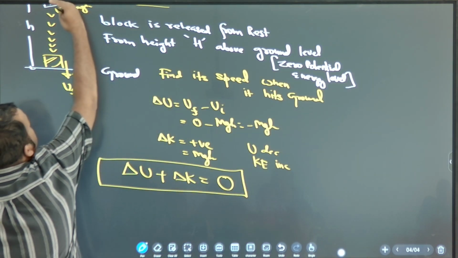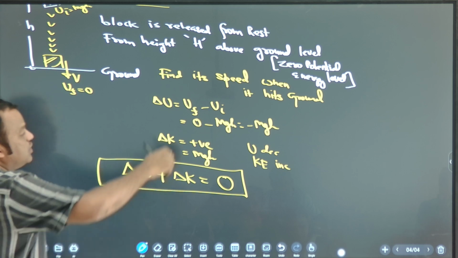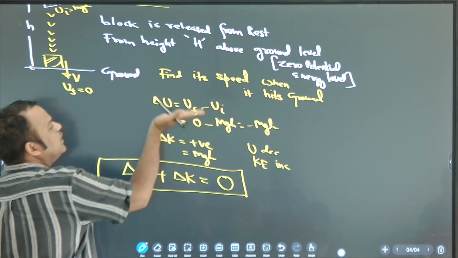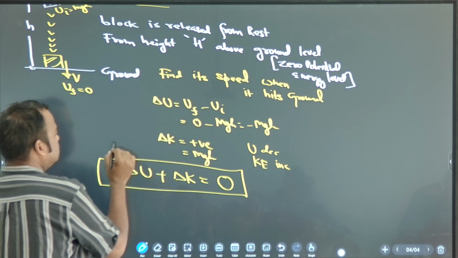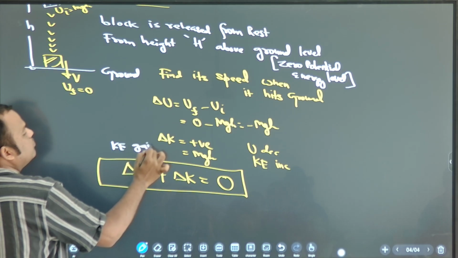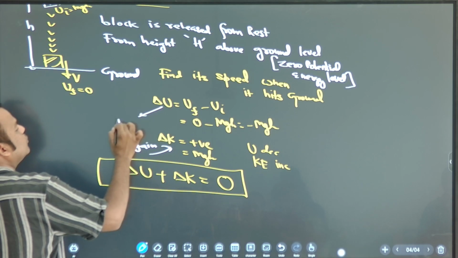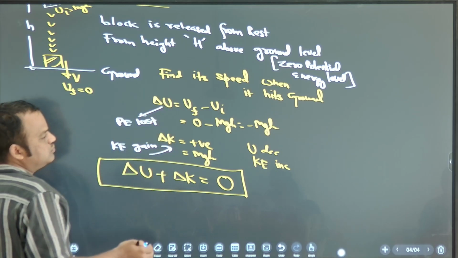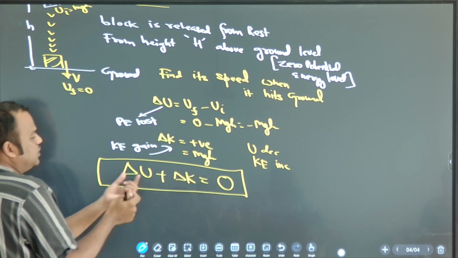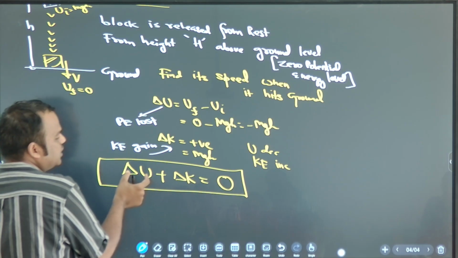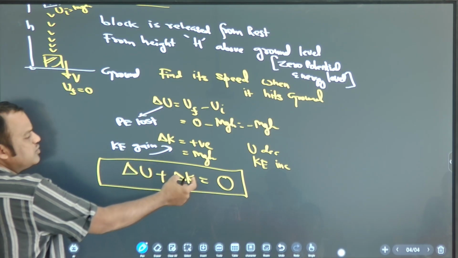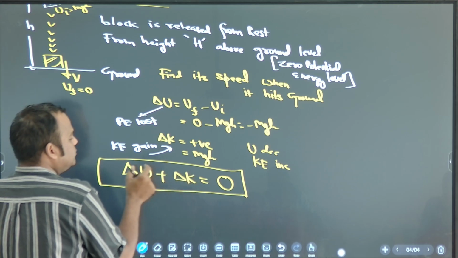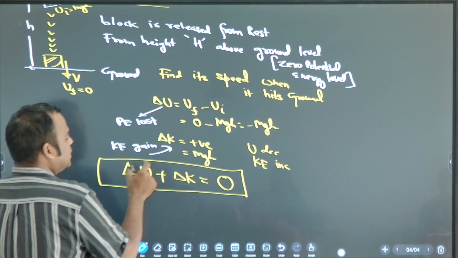So the block is released from height h. Potential energy is lost, kinetic energy is gained. Understood? Loss in potential energy, gain in kinetic energy. So delta U plus delta K is 0. Suppose delta U is positive, then delta K is negative. If delta U is negative, delta K is positive. So the total is 0.